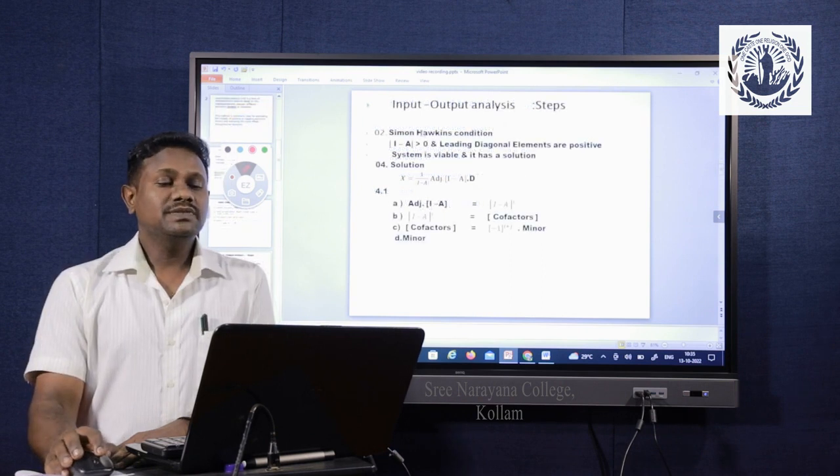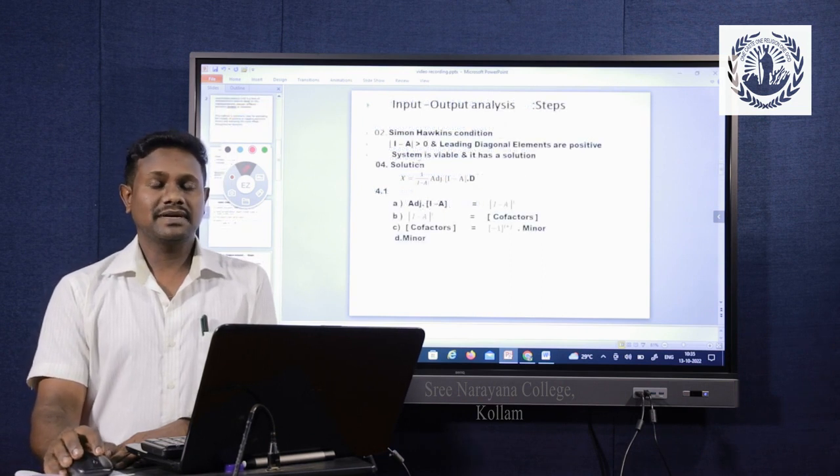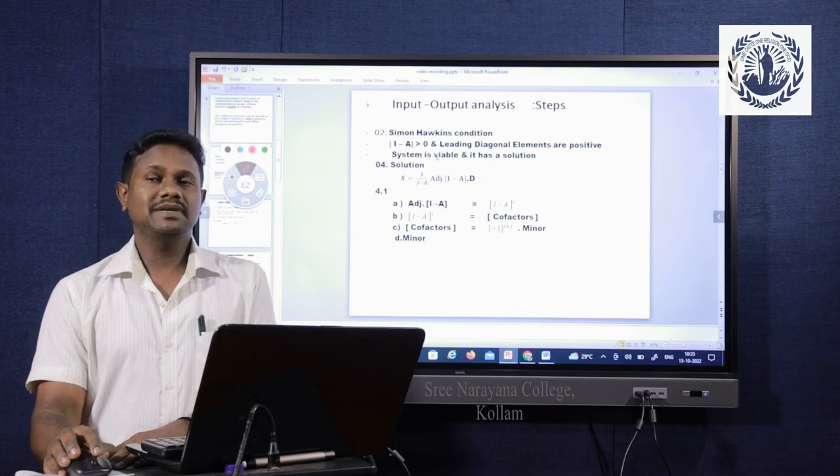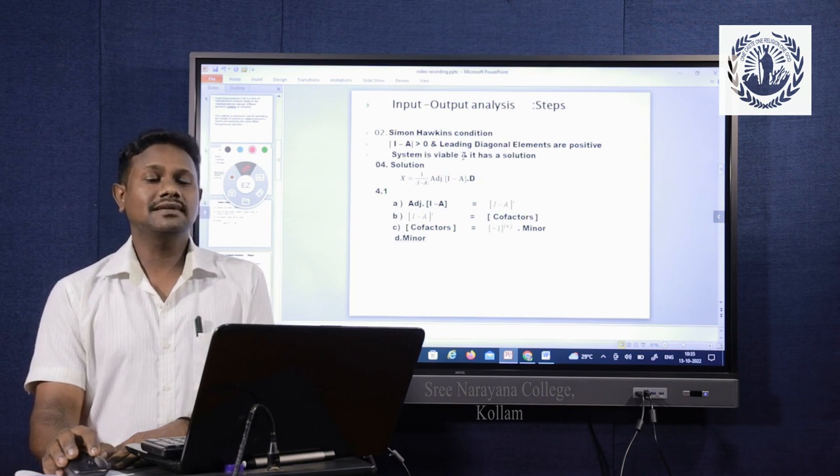To satisfy the Hawkins-Simon condition, this is the requirement: the determinant of I minus A should be greater than 0 and the leading diagonal of the matrix should be positive, then the system is viable.